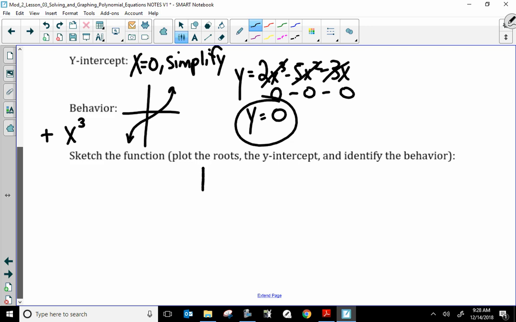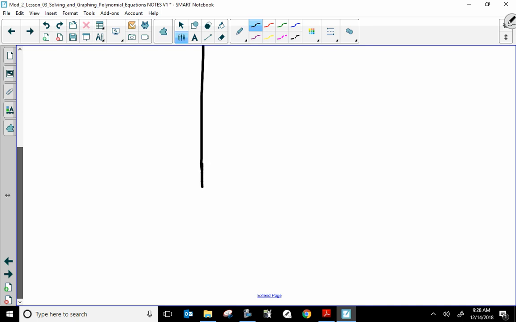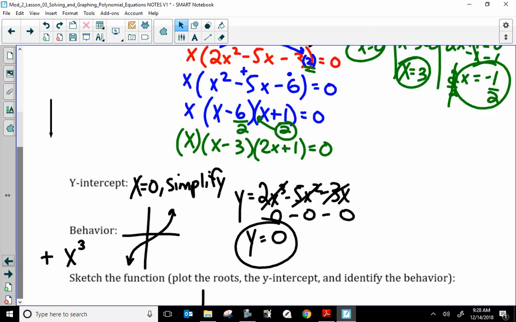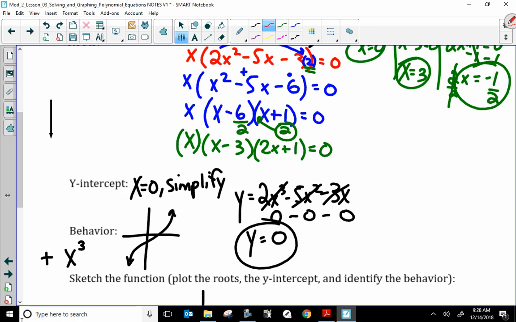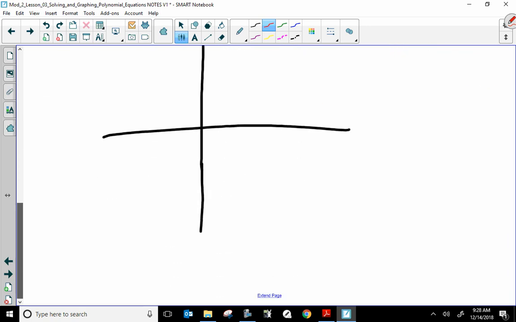So now they want us to sketch this. Okay? They want us to sketch this. My 3 zeros. One more time. 0, negative 1/2, and positive 3. Those are my x-intercepts. What I solve for, my solutions, my roots, are also my x-intercepts. I know my graph is going to cross the y at 0 right here. That's my y-intercept. And I know it's going to go up forever this way and down forever this way.